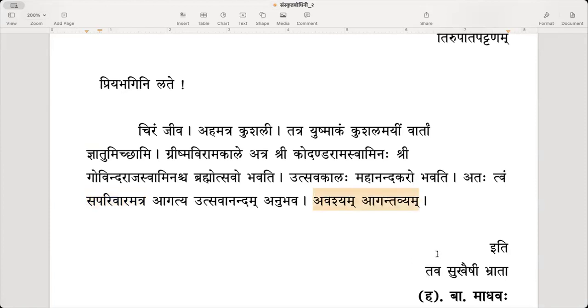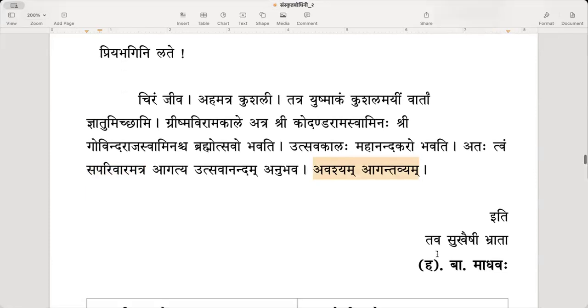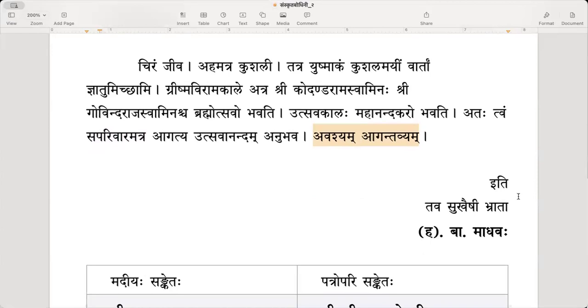Now, this is the body of the letter. Patra sharire vishayaha likhitaha atra. Tadanantaram vama dakshinataha adaha iti. Tava sukhaishi brata madhavaha. Tava priya brata madhavaha. You don't need to follow the same words. You can address in whatever way you want. So, tava sukhaishi, sukham ichchati, one who wishes for your happiness. So, tava sukhaishi bhrata madhavaha.